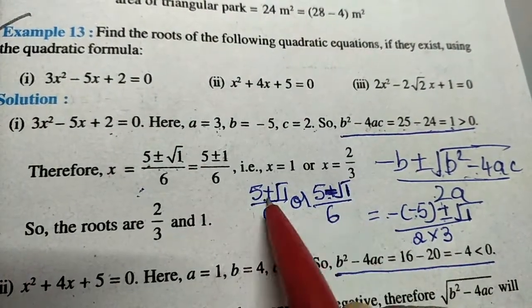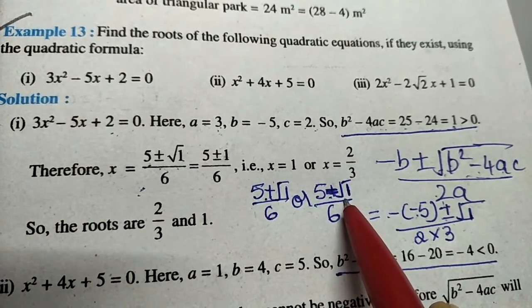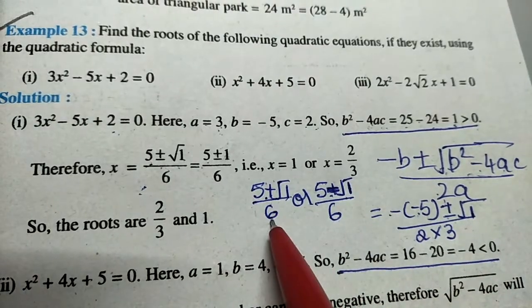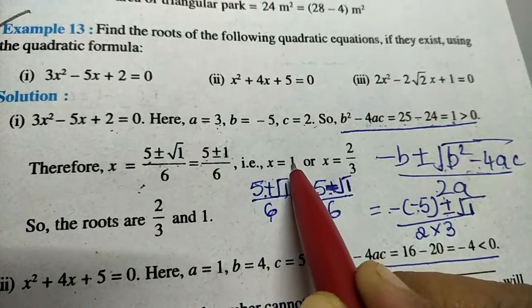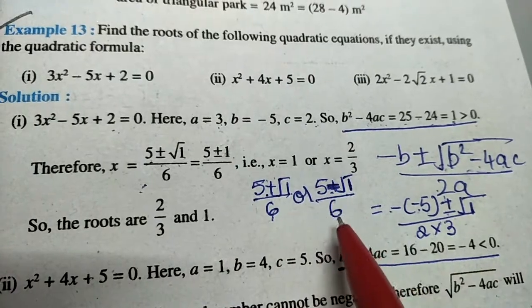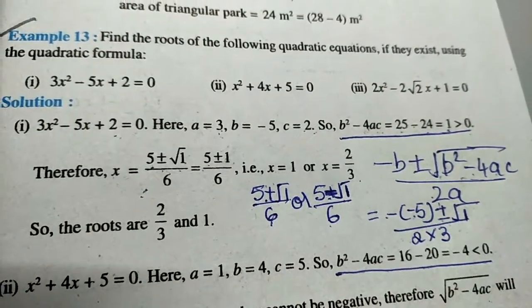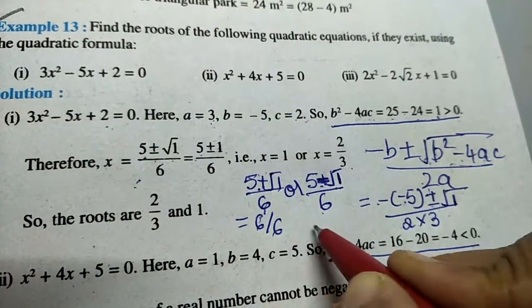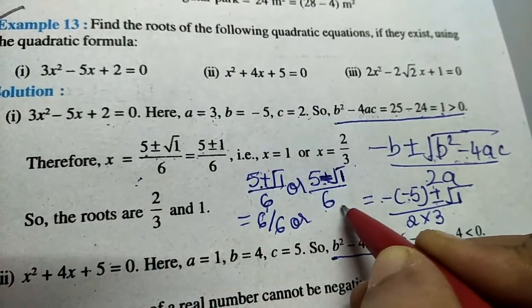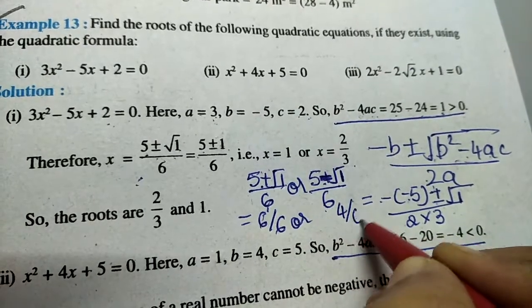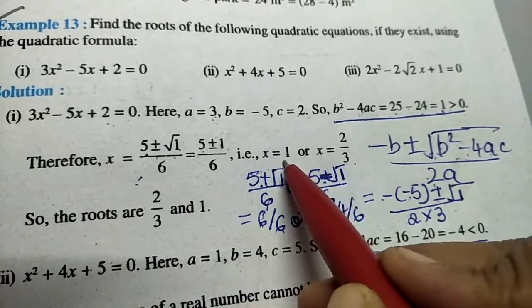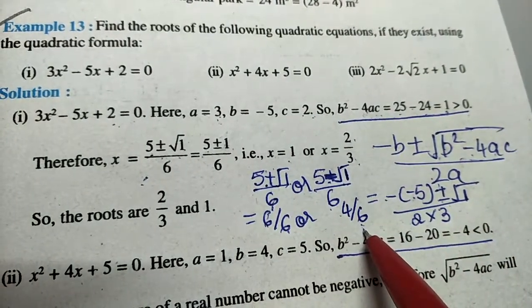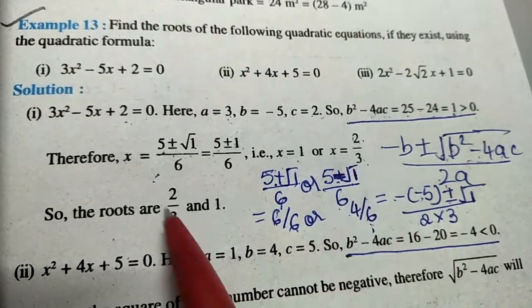Okay. Now under root 1 is equal to 1. So here you have 5 plus 1 or 5 minus 1 upon 6. So 6 upon 6 will give you 1, and 4 upon 6 will give you 2 upon 3. So this is how much? 6 upon 6, or this will give you 4 upon 6. So 6 upon 6 is 1, 4 upon 6 is 2 upon 3 when you cancel. So there are two roots, one is 2 upon 3 and 1.